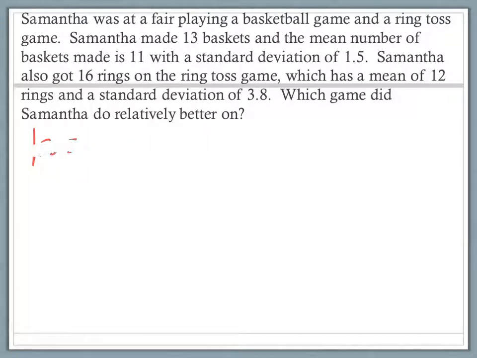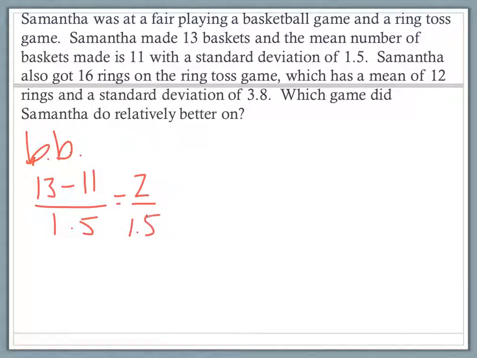I'm going to put BB for basketball. She got a 13 minus the average, which is 11, divided by the standard deviation of 1.5. This can be 2 over 1.5. I'm going to do that in my calculator. 2 divided by 1.5 is 1.3 repeating. So I'm going to do 2 decimal places. Always do 2 decimal places with these z-scores.